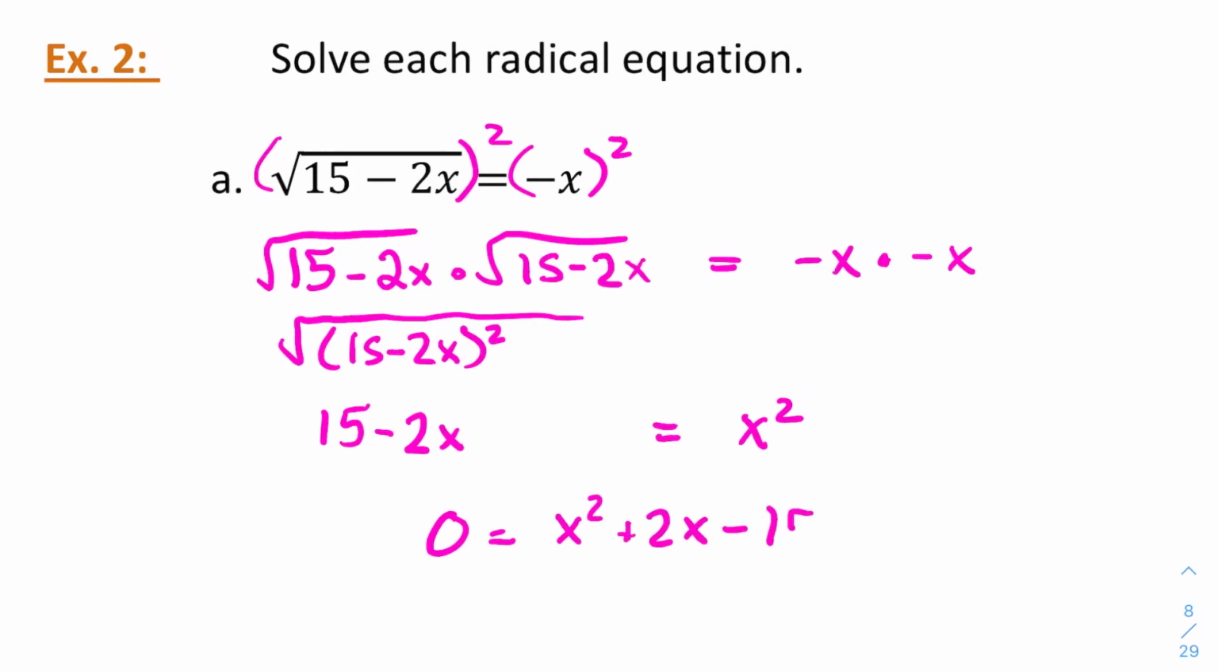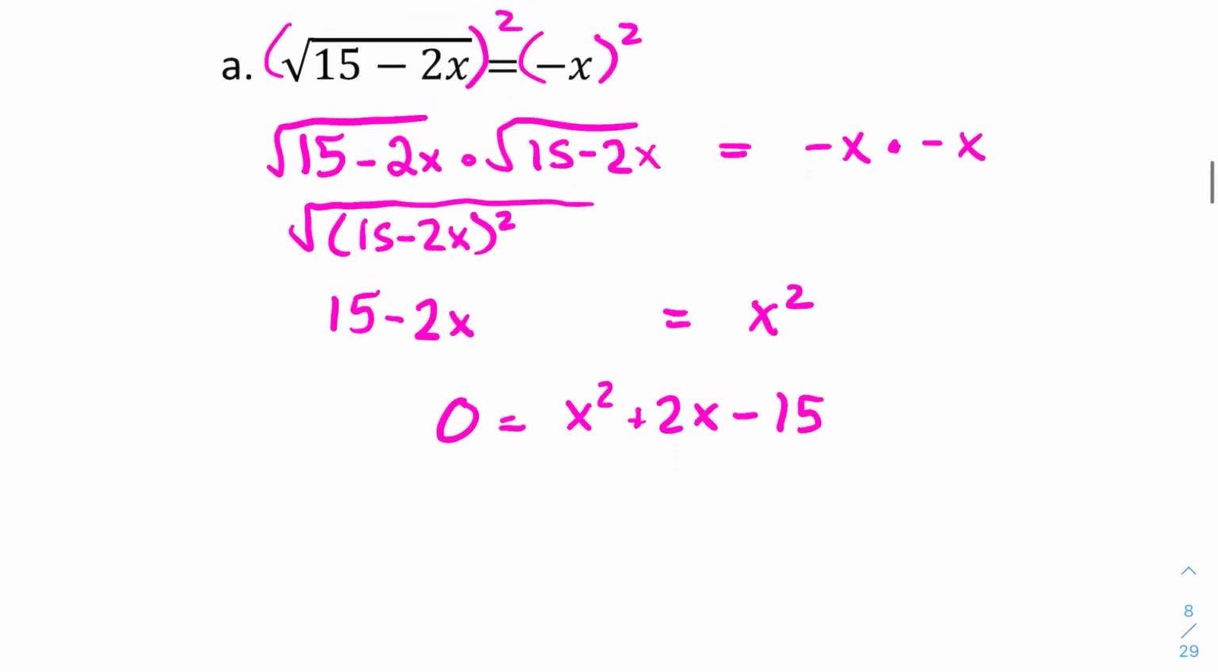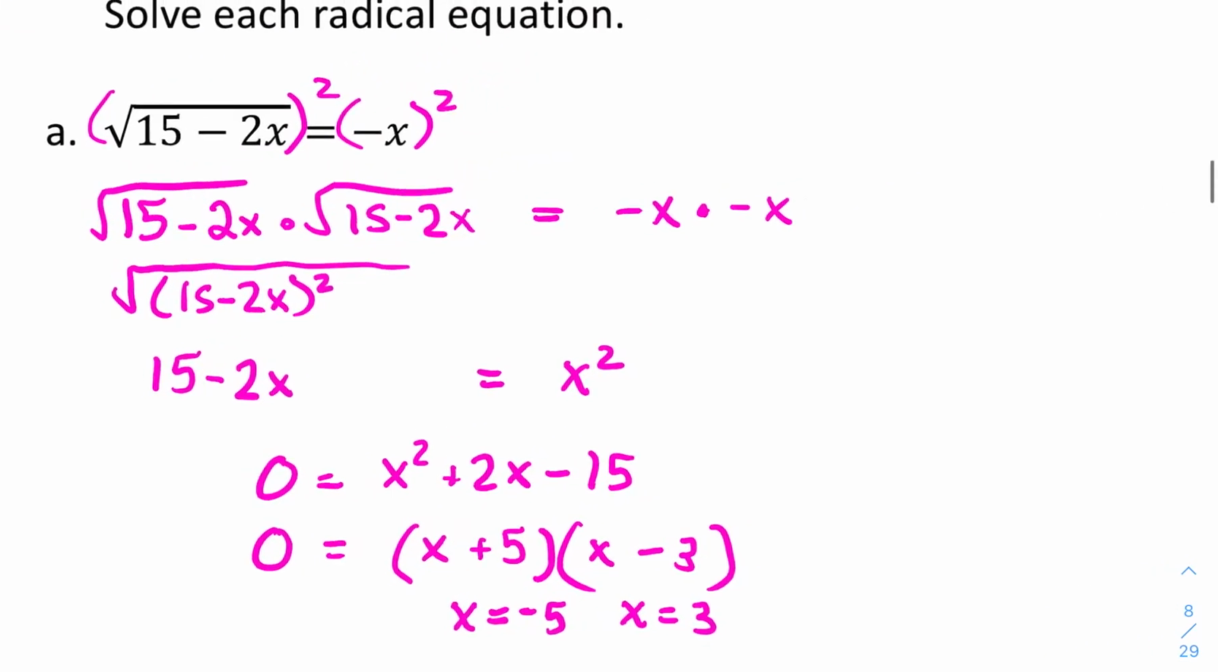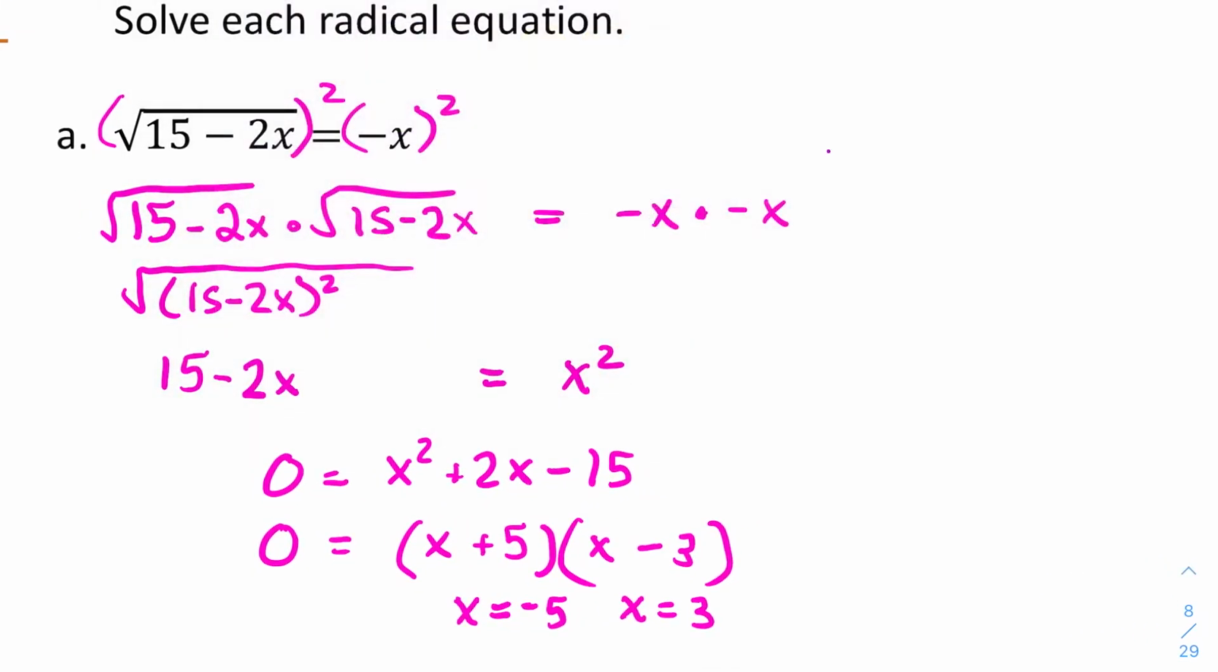So a little bit of rearranging here to get 0 on one side, and then factoring. Let me think. I'm going to need x and x, and then negative 15. Positive 5, negative 3 should do it. Yeah. So you'll get solutions of x equals negative 5 and positive 3, if you set each of those equal to 0. At least it looks like it. We do need to check.